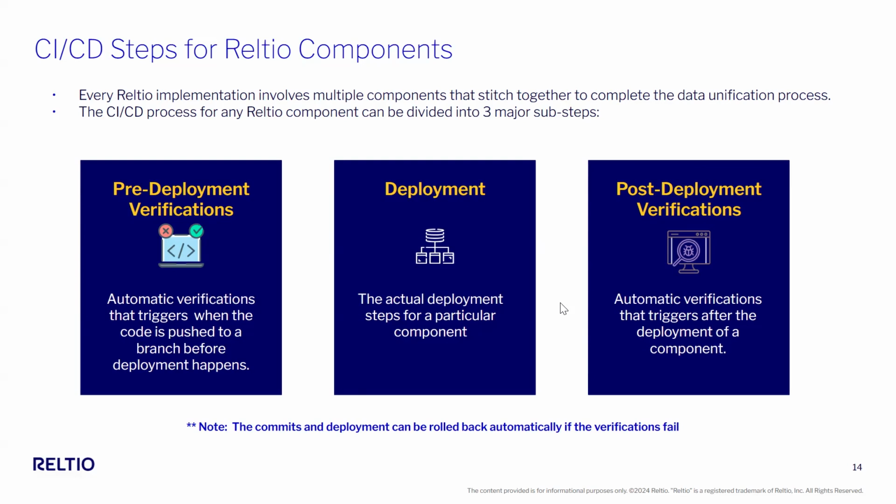So once the deployment is done, you can do a smoke testing, or you can trigger the automated test scripts to check if the deployment was successful, right? So broadly, these are the three steps you have to follow, right? If the verifications fail due to any reason, and that's the note I have put on the bottom, right? If the verifications fail, then the commits and the deployment can be rolled back. So even that can be automated, right? And most of the mature CI/CD processes follow that, so that there is least manual intervention.